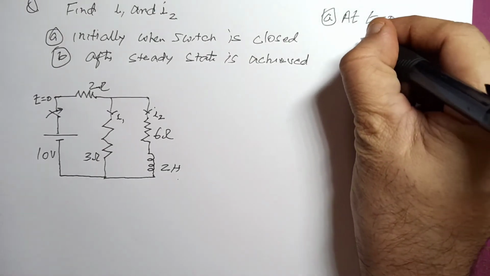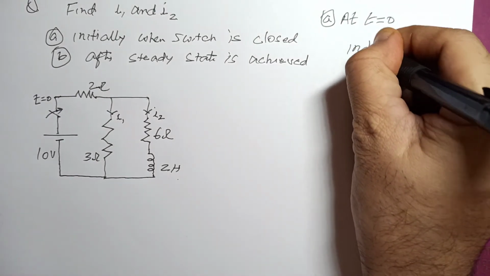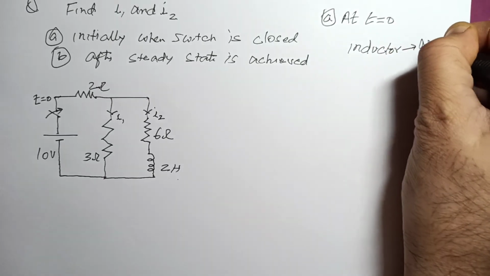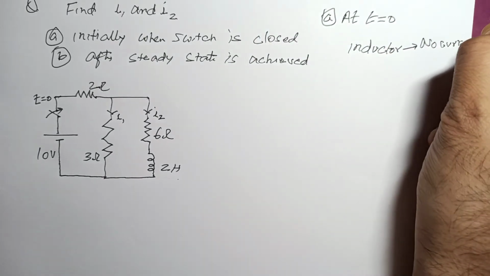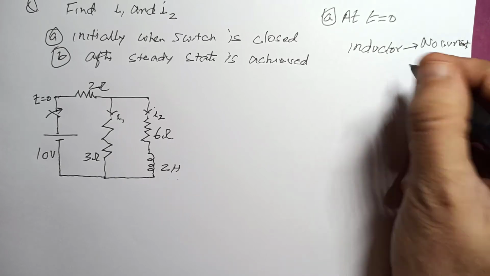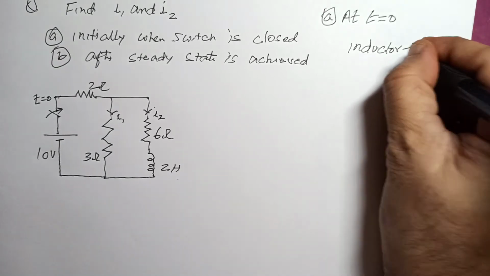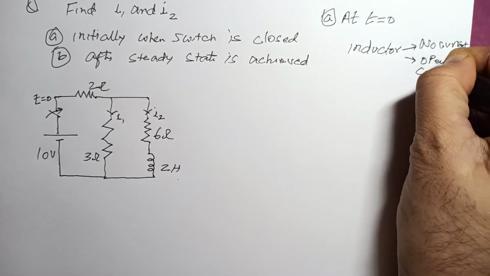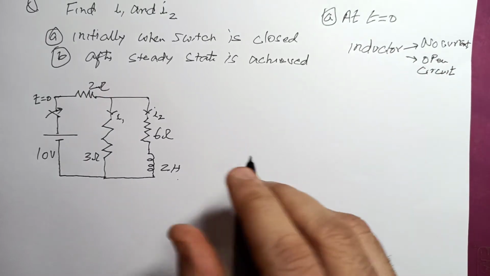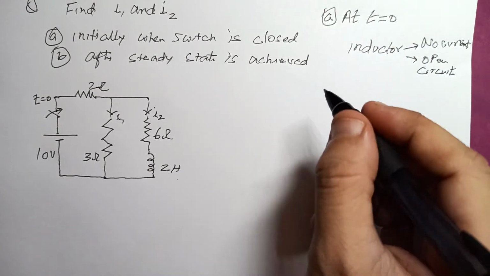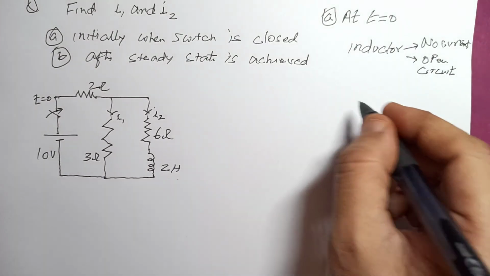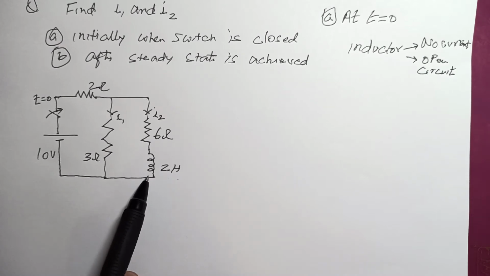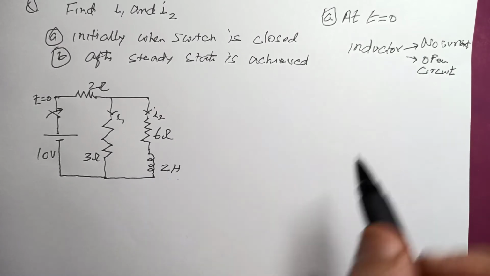So, the inductor has no current, and it's an open circuit. Okay. So if I have to redraw it, then everything remains the same except this is open, right? This is open.